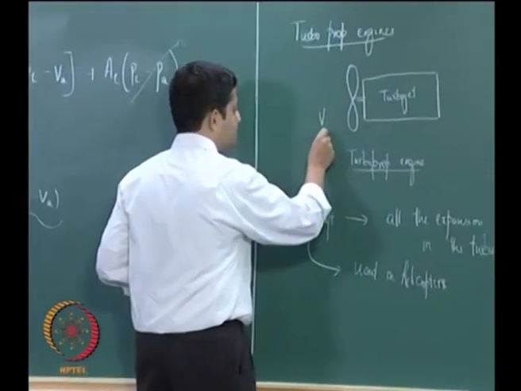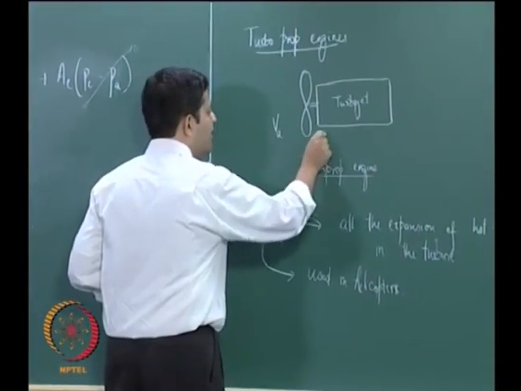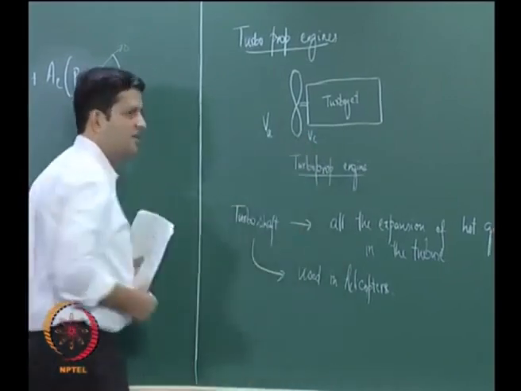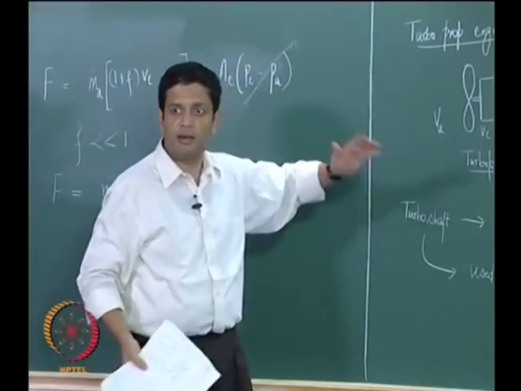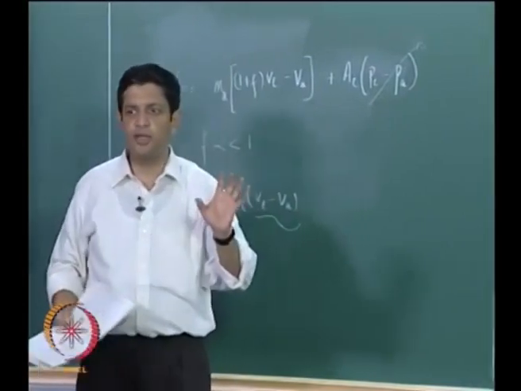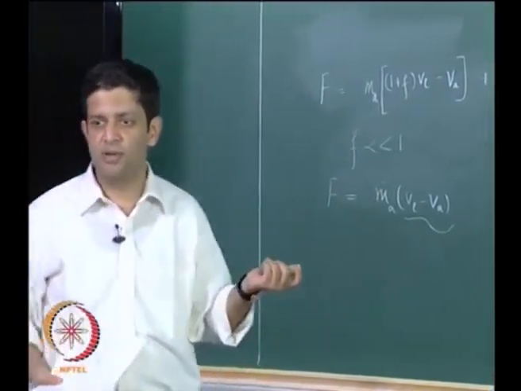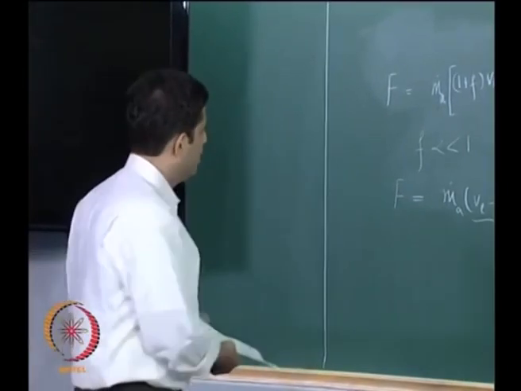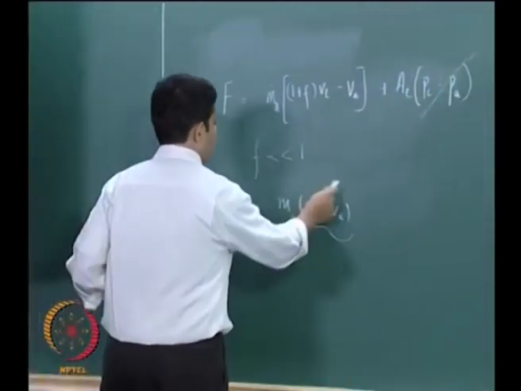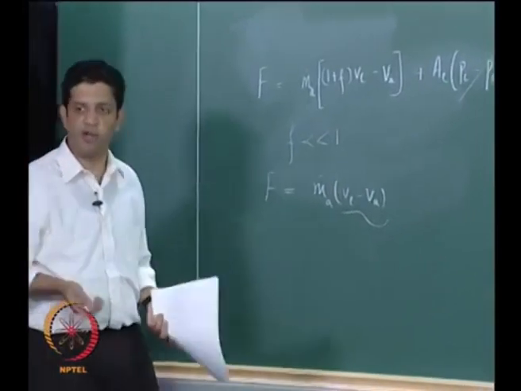So, you have VA and VE here, and this differential is not large, but a large mass flow rate is passing through the fan, and therefore you get the high thrust. A large portion of this, therefore it becomes more efficient.